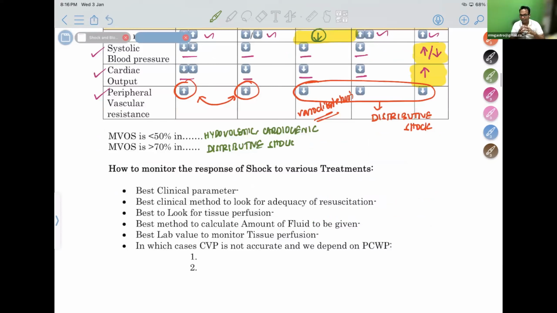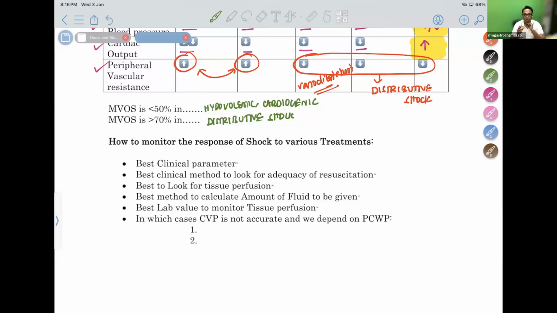How to monitor the response: I'm going to tell you how we treat each shock one by one. And when I'm treating a shock, what are the monitors I should never forget for the exam? Best clinical parameter to monitor the shock. Can you tell me the answer? The best clinical parameter is urine output. The best clinical method to look for adequacy of resuscitation is also urine output. So urine output is very important in all shock patients. We should put a Foley's catheter and monitor the urine output.